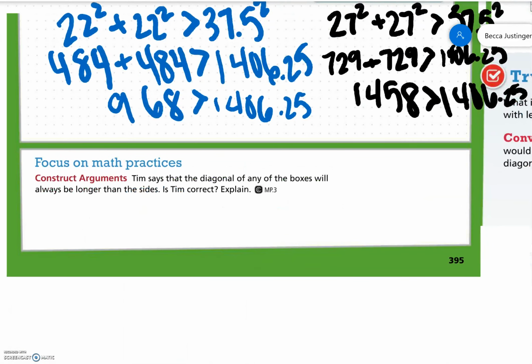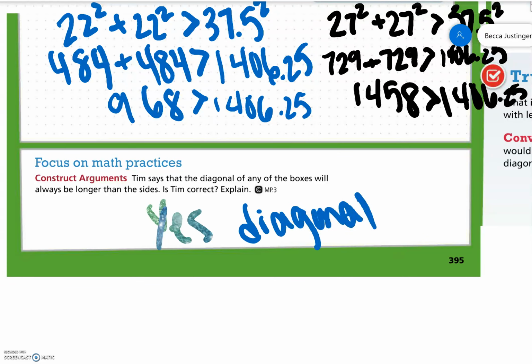Focus on math practices. Tim says that the diagonal of any of these boxes will always be longer than the sides. Is Tim correct? Yes. The diagonal is the hypotenuse.